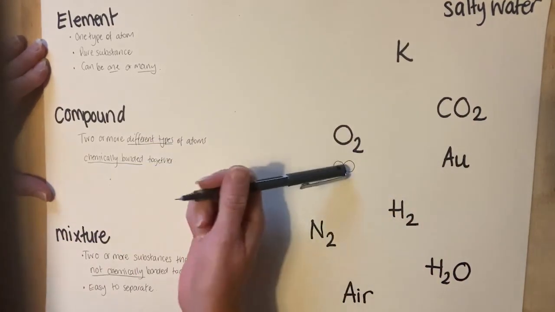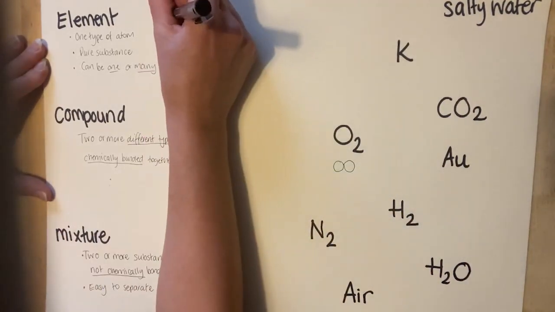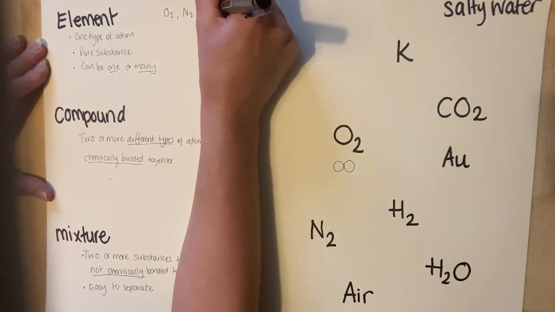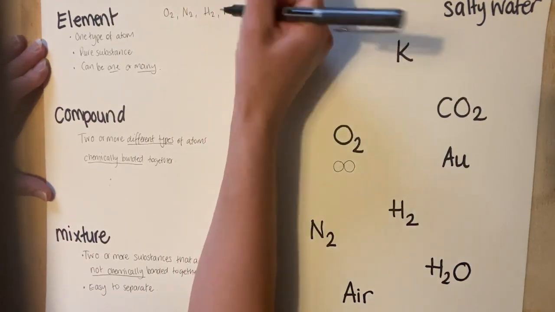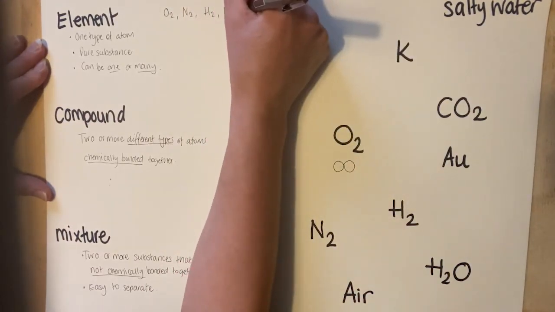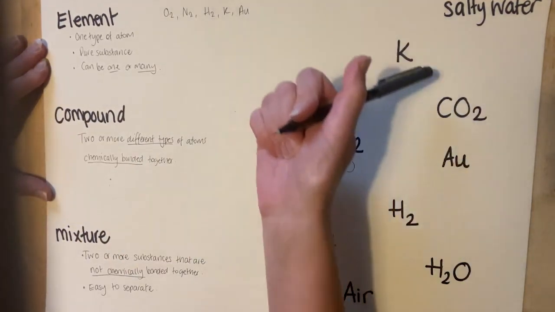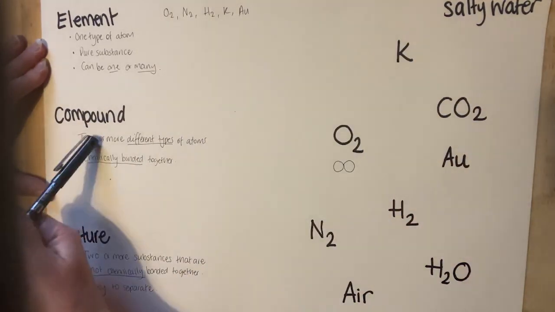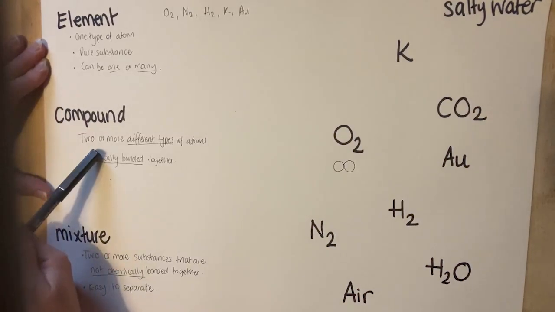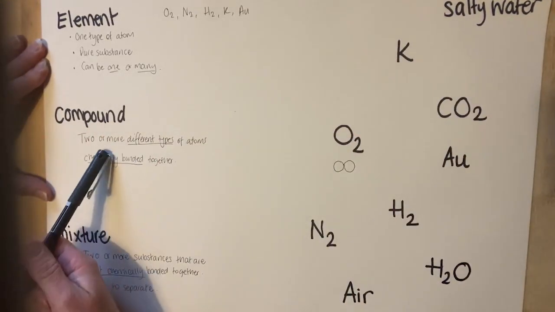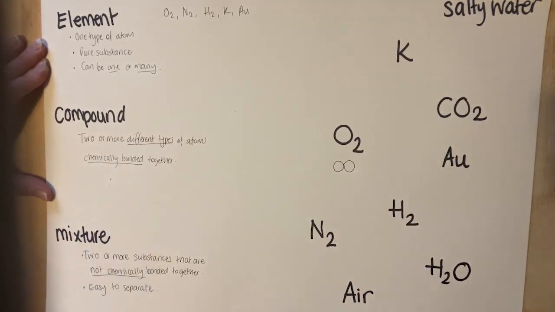So element, we have chosen our oxygen, we have chosen our nitrogen, our hydrogen, potassium, and our gold. So 1, 2, 3, 4, 5 elements there. Now compound, can we see any species here? Any substances that have two or more different types of atoms?